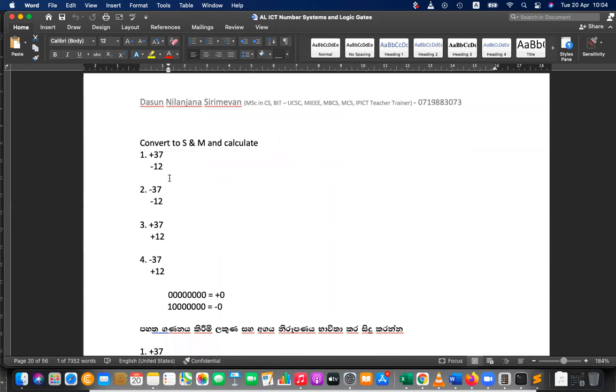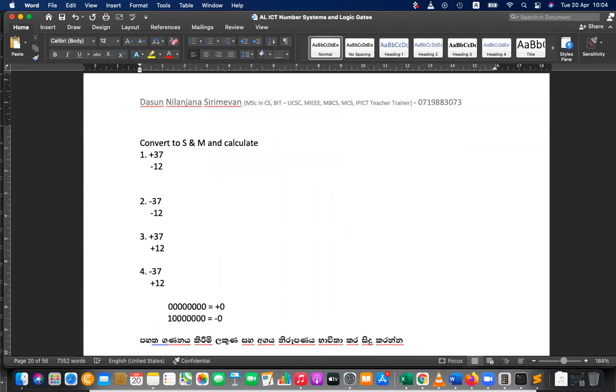For example, plus 37. If we convert plus 37 to sign and magnitude, we will get the plus sign, and 37 is 32 plus 5. 5 is 101 and 32 is 1 followed by zeros. So altogether 1, 2, 3, 4, 5, 6, 7, 8 bits. This is plus 37. Did you get this value?